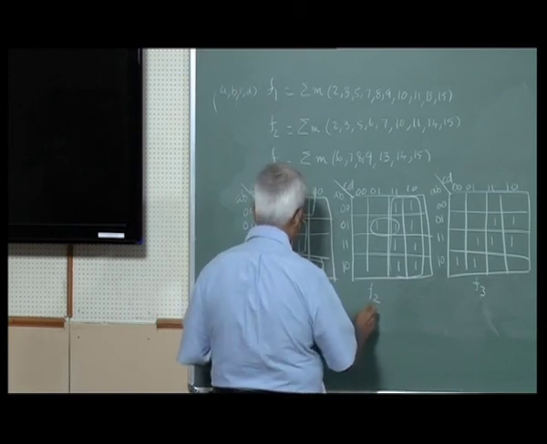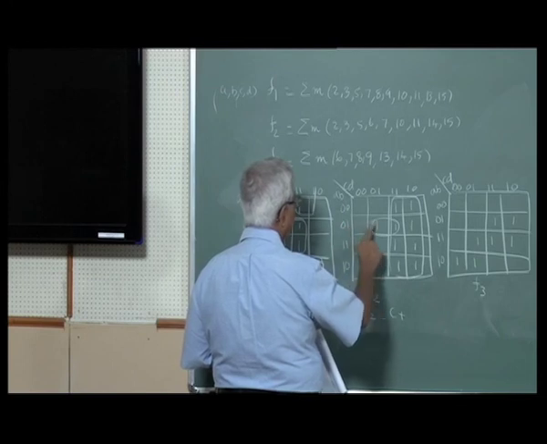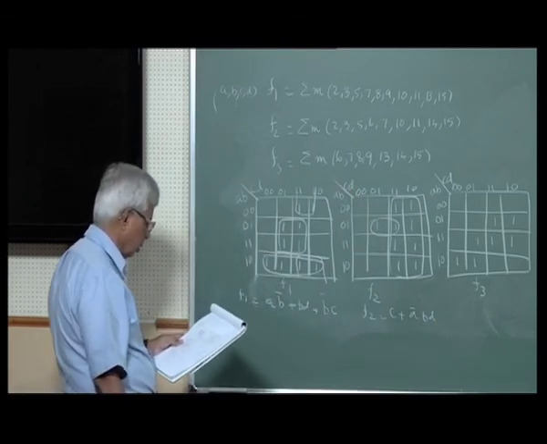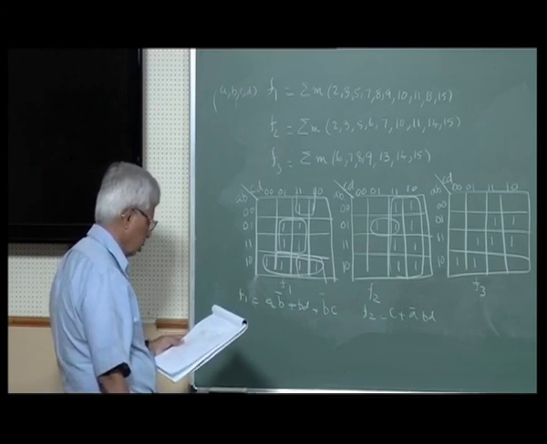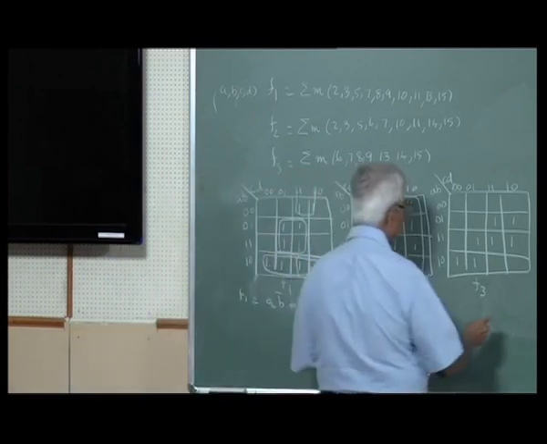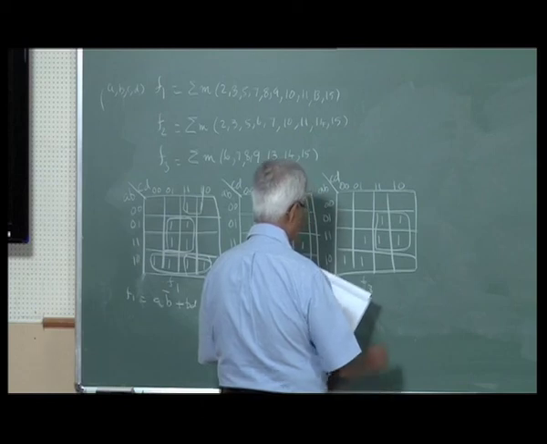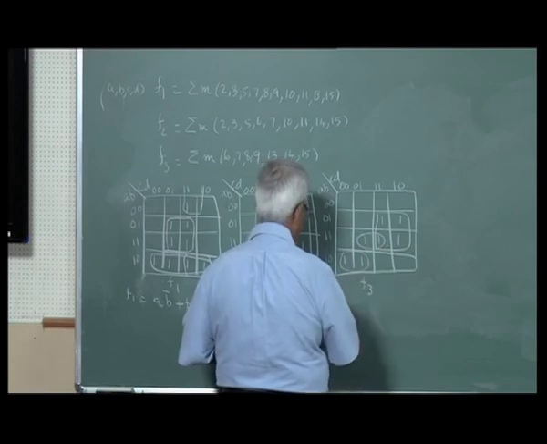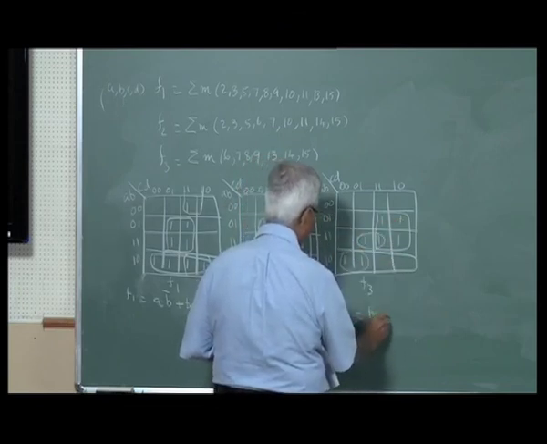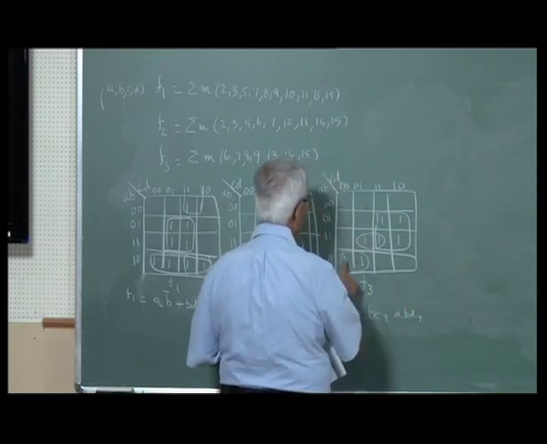F2 would be C or A bar B D. The last one would be, this will be this one, this will be this, so F3 would be B C or A B D or A B bar C bar.